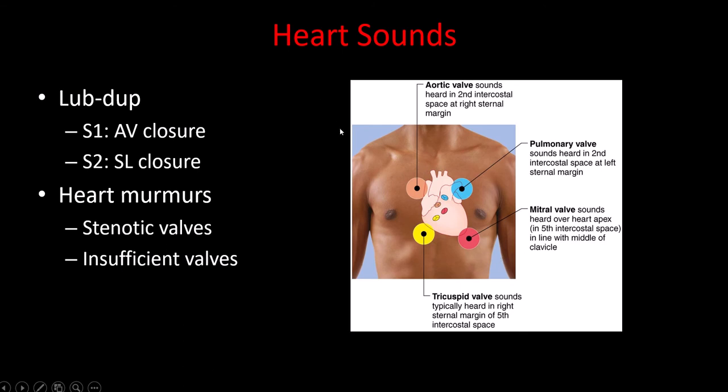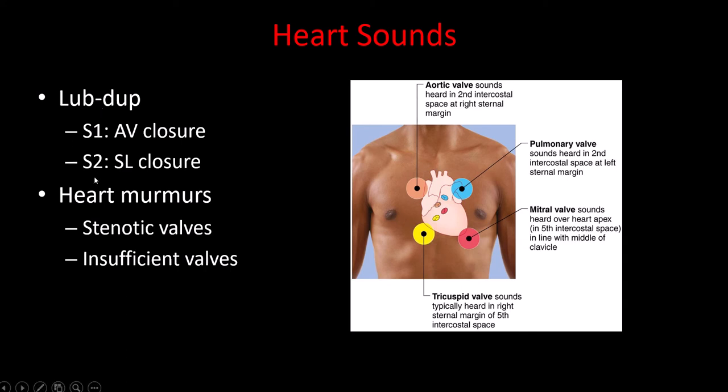The other thing associated with the cardiac cycle are the heart sounds. So it's that typical lub-dub, lub-dub. The first sound is the closure of the AV valves as ventricular pressure exceeds the atrial pressure. The second sound is the closure of the semilunar valves as the ventricular pressure falls below the pressure in the aorta and the pulmonary trunk.